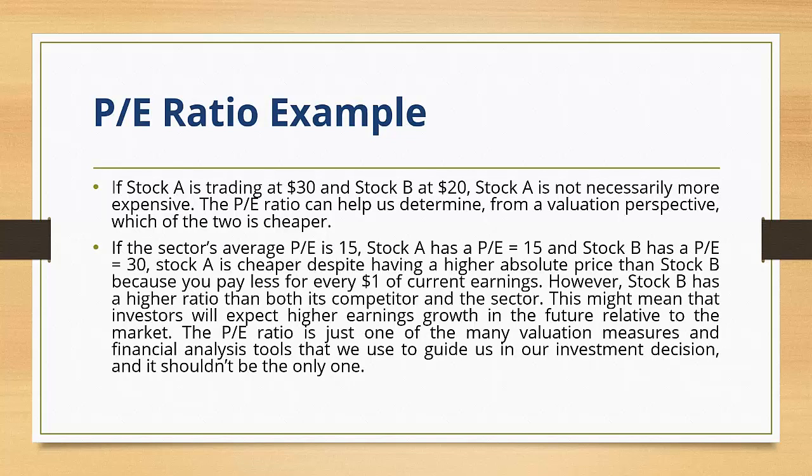If the sector's average PE is 15, stock A has a price to earning of 15 and stock B has a price to earning of 30. Stock A is cheaper despite having a higher absolute price than stock B because you pay less for every dollar of current earnings. However, stock B has a higher ratio than both its competitors and the sector. This might mean that investors will expect higher earnings growth in the future relative to the market.